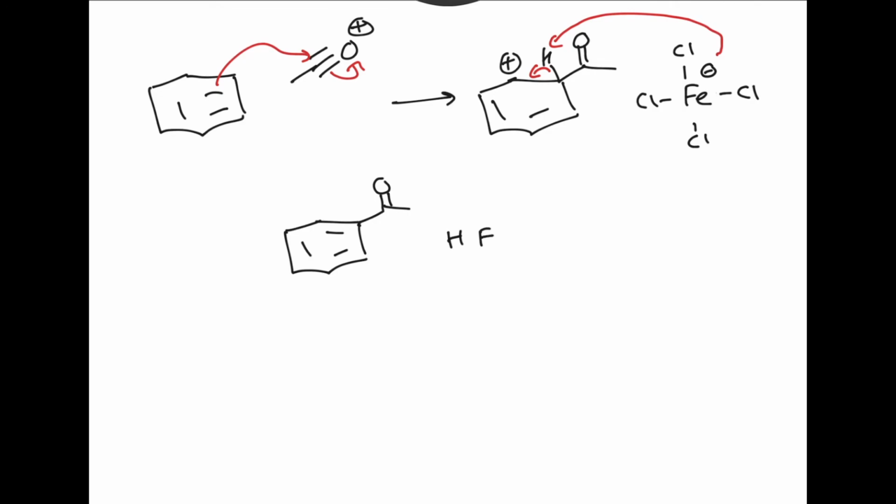And again, we get our same HFeCl4, which falls apart to HCl and FeCl3. Right? So now we can put straight chains onto our benzene rings, but there's an oxygen in the way.